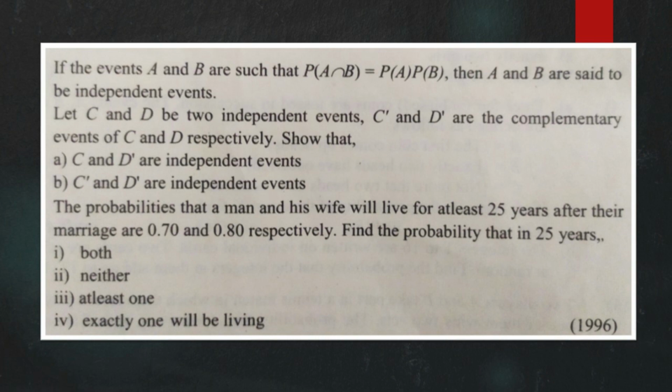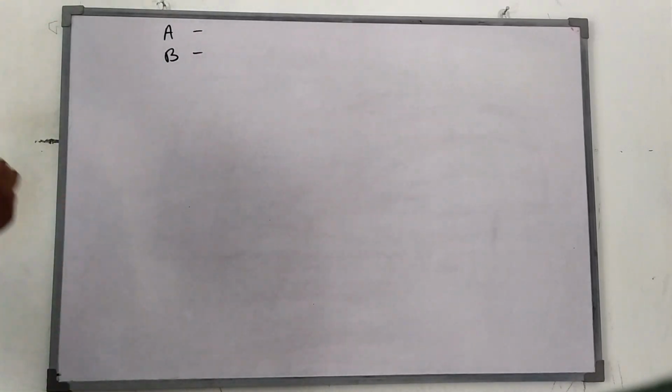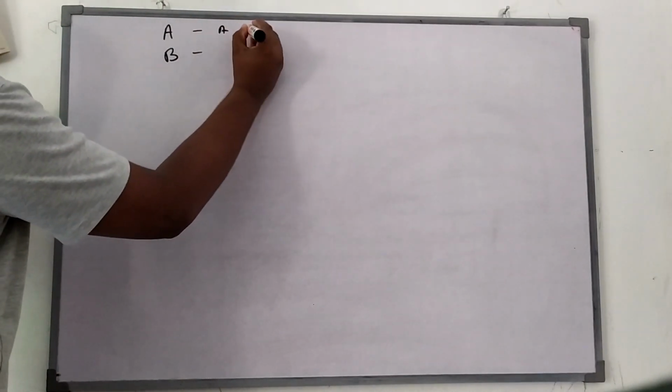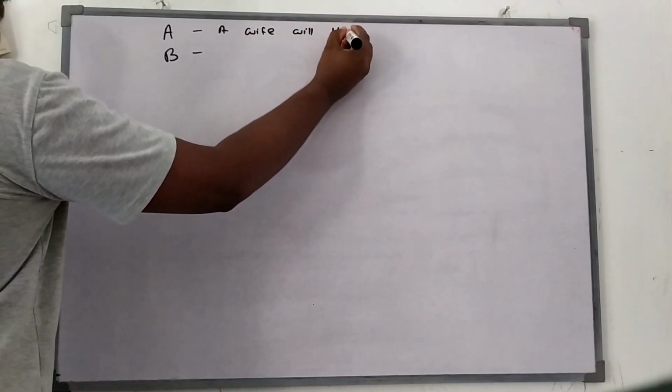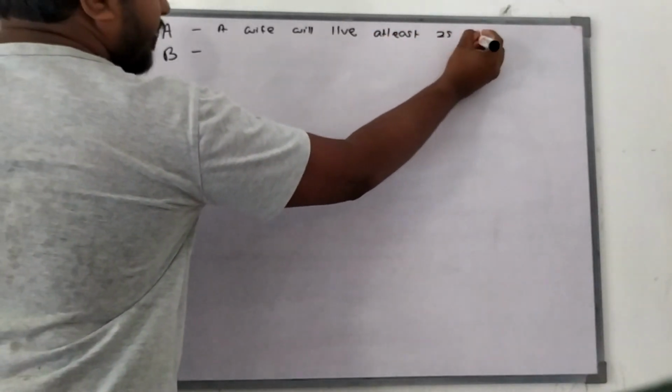Then I'm going to define two variables. A and B are my variables. A means the man will live at least 25 years, and B means the wife will live at least 25 years.